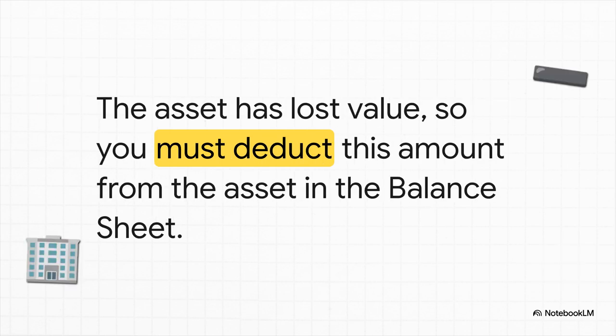And here it is, the second half of the puzzle. The asset itself has lost value, right? So you have to show that. The second effect is you deduct that depreciation amount right from the asset on your balance sheet. So, see, you've got one effect on your profit and one on your asset's value. Double effect, every single time.